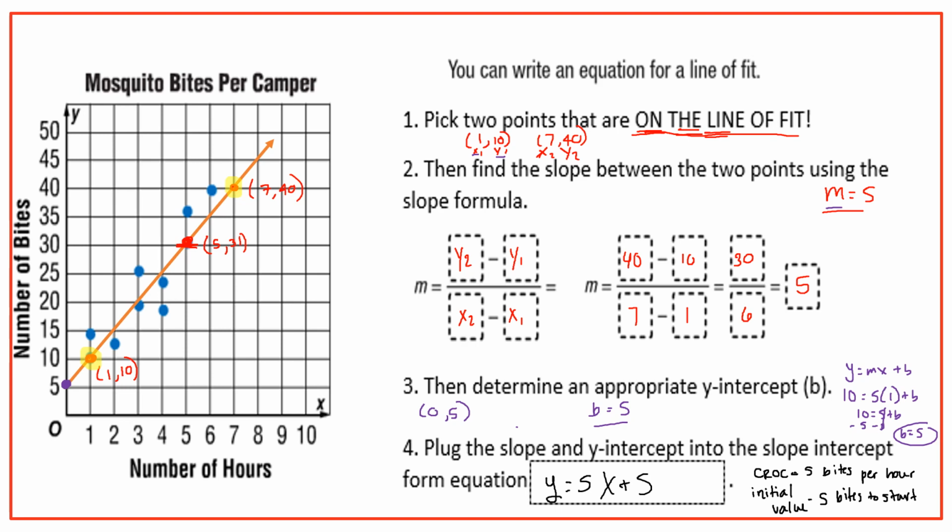And we can always use this equation to make predictions. So, for example, if the campers were outside for 10 hours, how many bites would people be expected to have? All you do is take your equation and say y equals 5 times 10 plus 5, that's 55 bites. So we can use our equations to make predictions. We can use our equations to interpret the meaning of the rate of change, the meaning of the initial value. All right, and this example should help you better understand how to write an equation for a line of best fit.